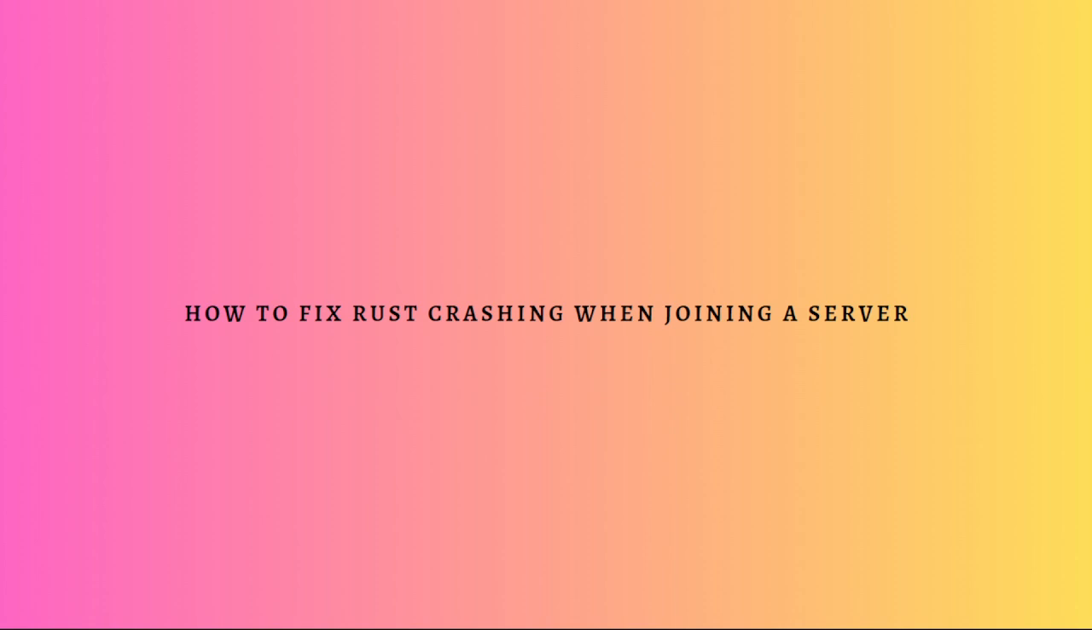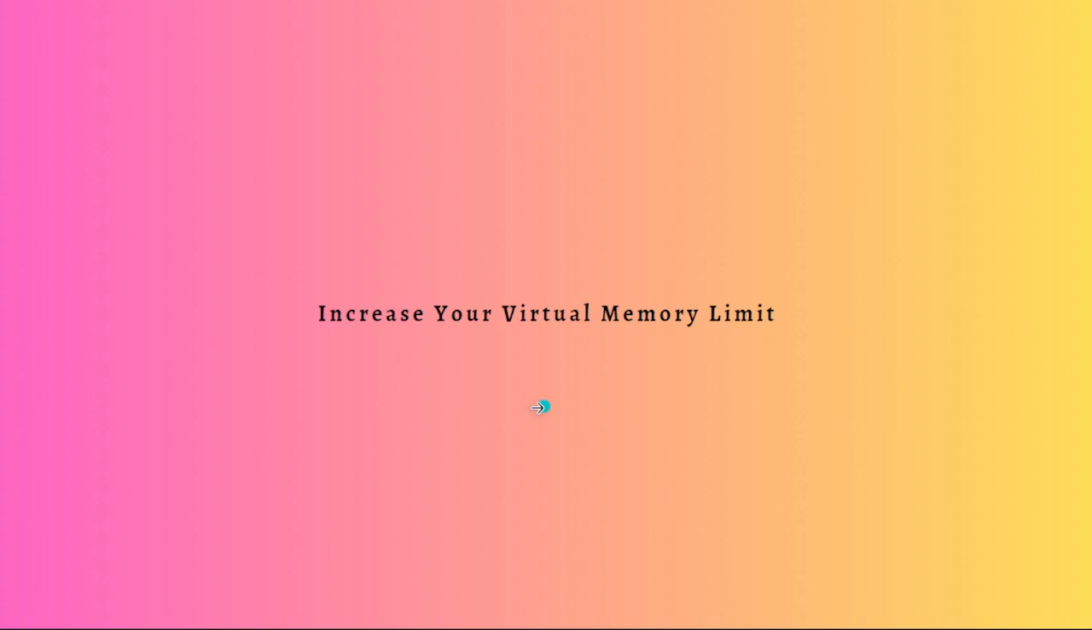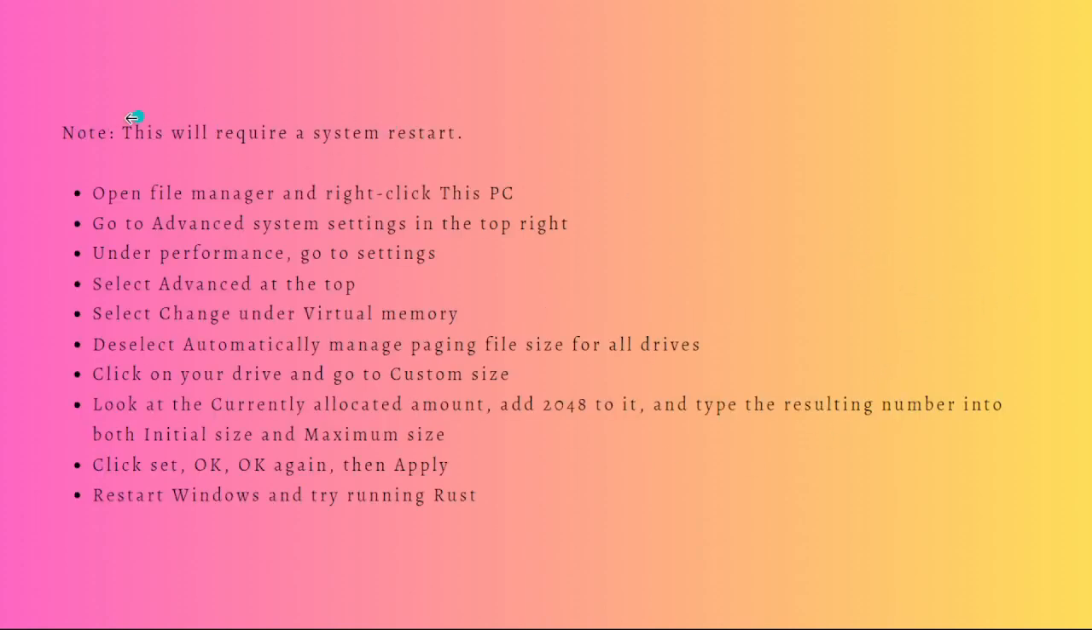So today I am going to teach you how to fix Rust crashing when joining a server. So here are the steps. What you can do first is to increase your virtual memory limit. This is one of the most common fixes for Rust crashing, although not as simple as some of the other options. So just note that this will require a system restart. So here are the steps to do that.